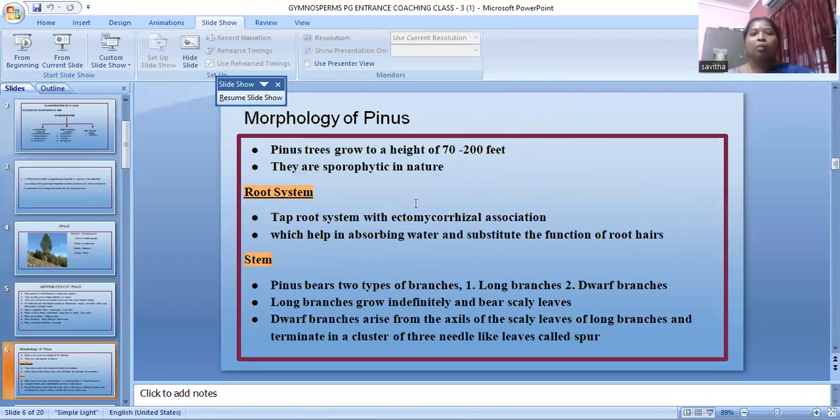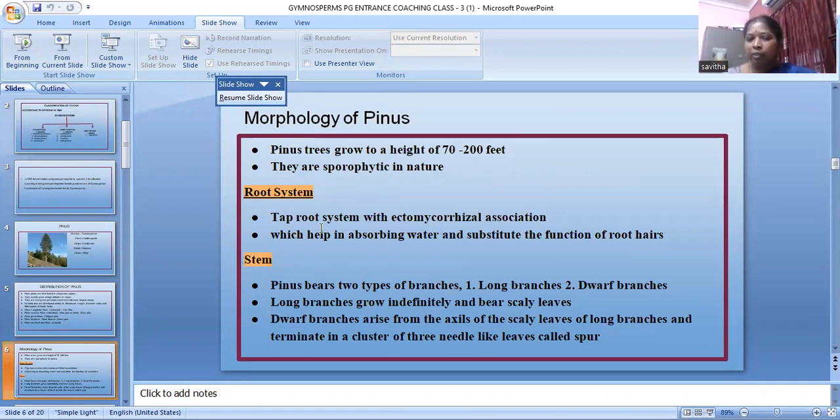Morphology of Pinus. Pinus trees grow to a height of 70 to 200 feet. They are sporophytic in nature, that is, diploid. The sporophytic, or diploid, stage is the dominant stage in the life cycle.